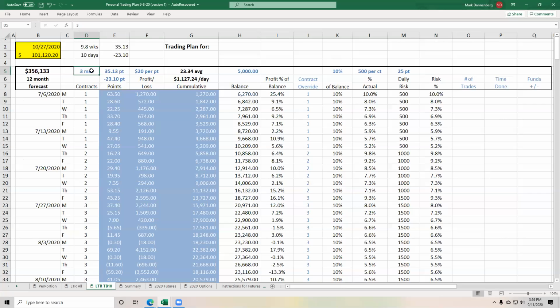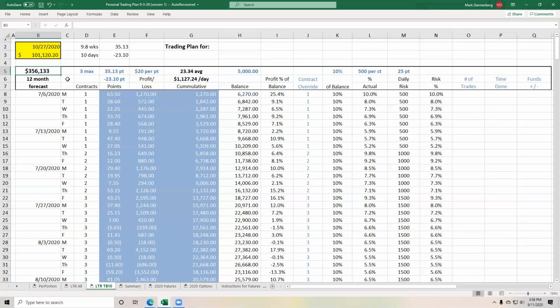I know I can increase the number of contracts or decrease the number of contracts, but whatever I set as a maximum number of contracts will first be limited by being no more than 10% of the balance of the account. So 3 contracts gives us about a $356,000 a year income.